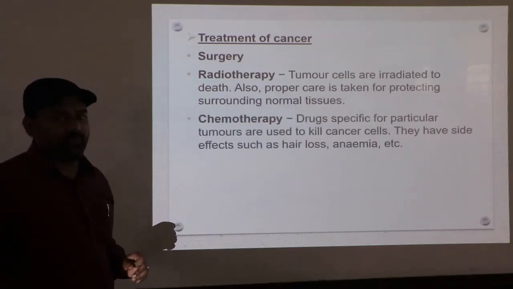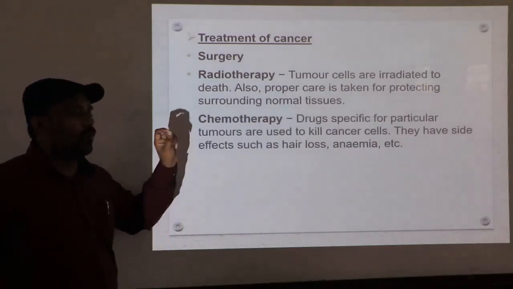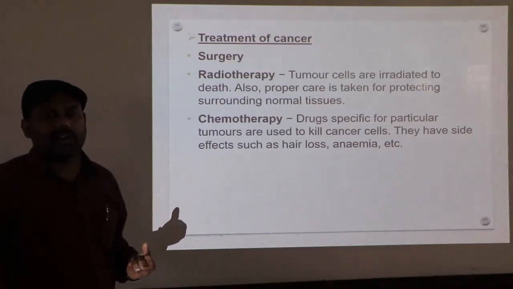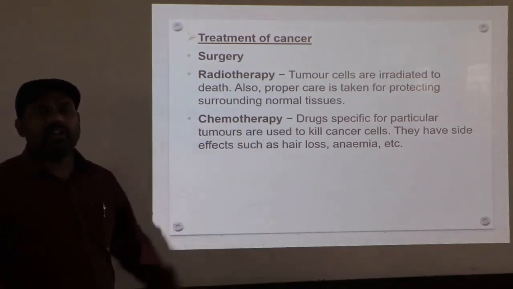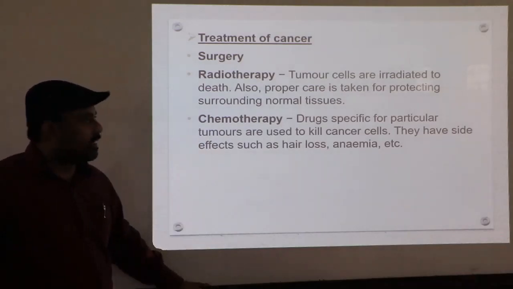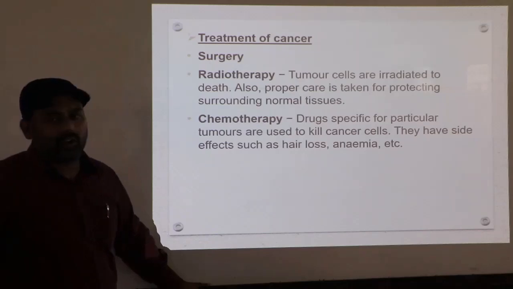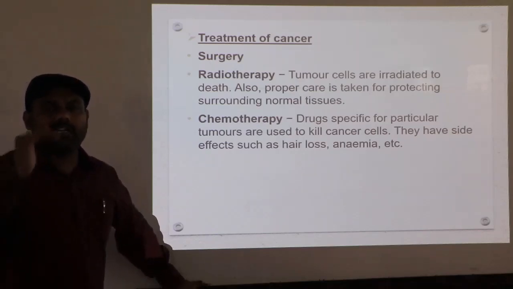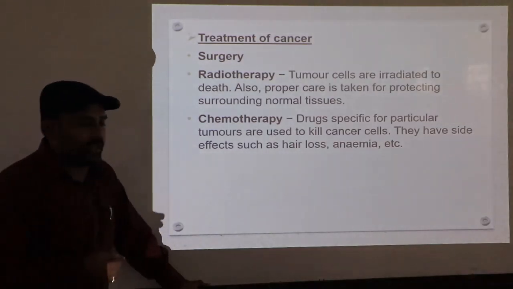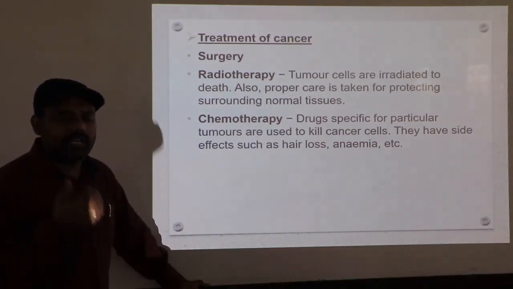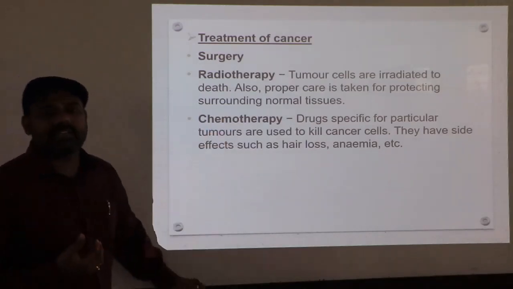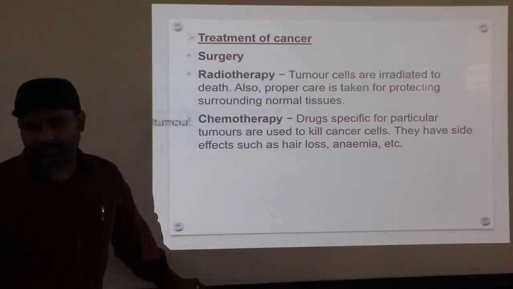Next, chemotherapy. The name itself indicates the meaning. Chemotherapy refers to giving treatment to cancer by making use of drugs. Chemo refers to chemicals, to drugs. Drugs specific for particular tumors are used to kill cancerous cells, but they have some side effects such as hair loss and anemia. The word anemia refers to a decreased count of RBCs or decreased hemoglobin in the blood. So these are some side effects. However, in the first stage we can prevent the cancer by making use of some specialized drugs, called chemotherapy.